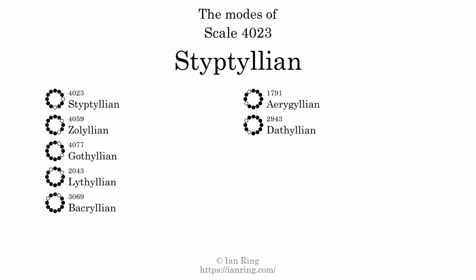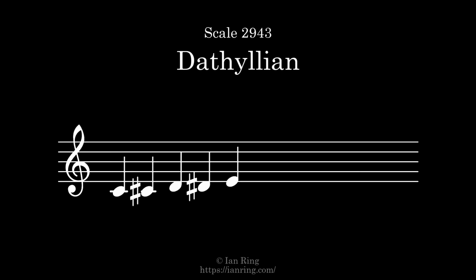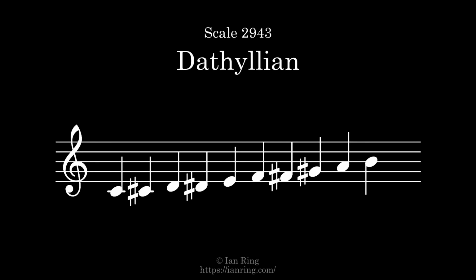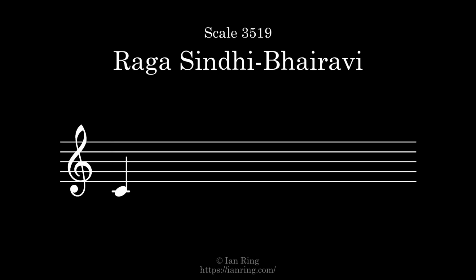The seventh mode is scale 2943, also known as Styptyllian. It sounds like this. The eighth mode is scale 3519, also known as Raga Sindhu Bhairavi. It sounds like this.